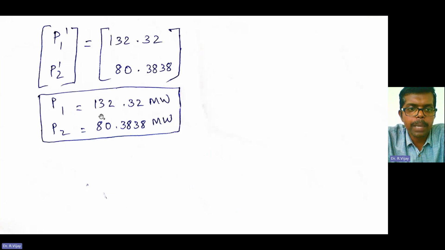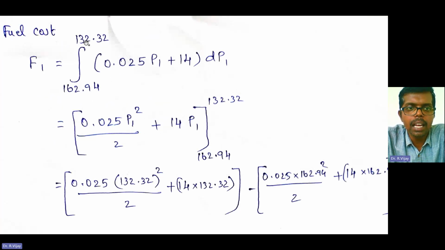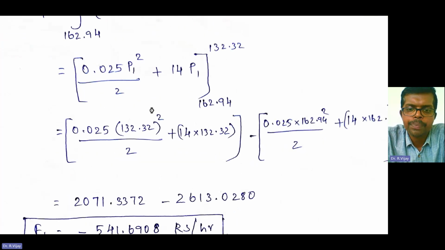Here, from the previous calculation, we are taking the upper scale so that we can differentiate. This is dF1 divided by dP1, into dP1. So we are integrating this. Integrating means 0.025 P1 squared divided by 2 plus 14 into P1. You need to substitute the upper value and the lower value, 162.94 and 132.32. First, substitute the upper value and then subtract the lower value.